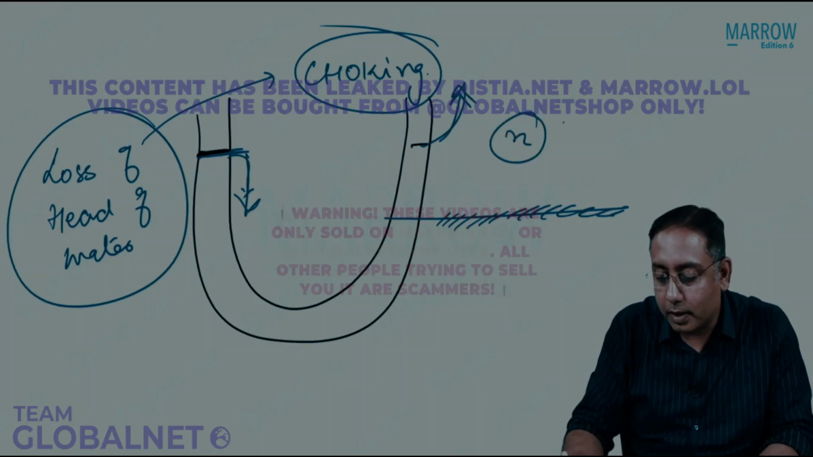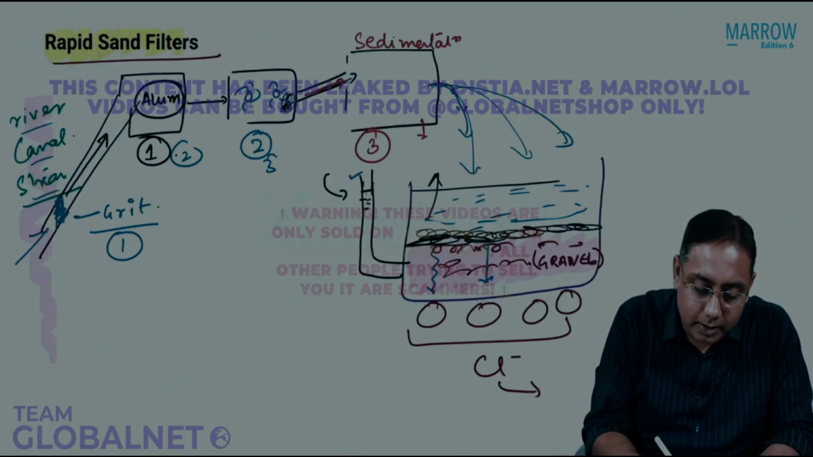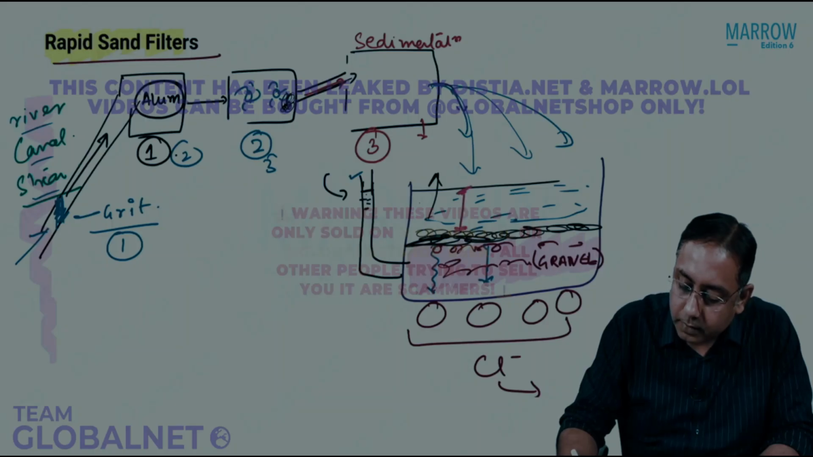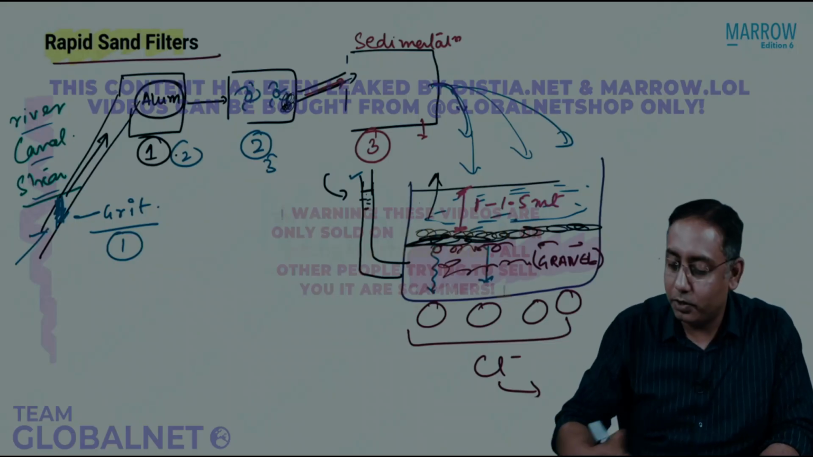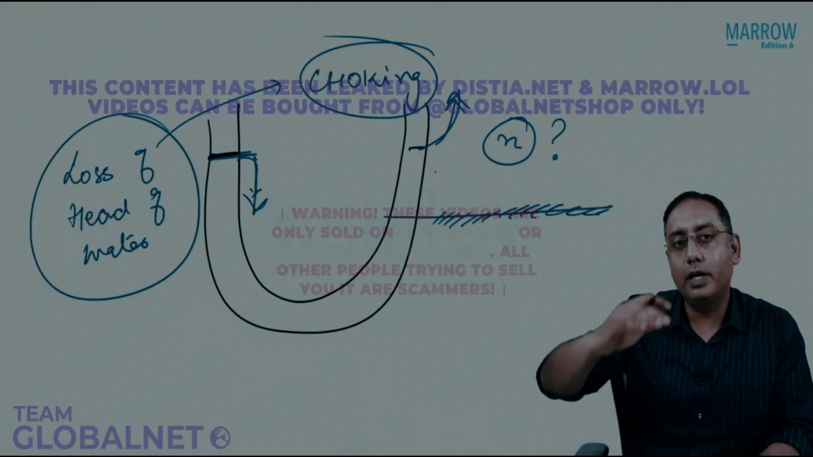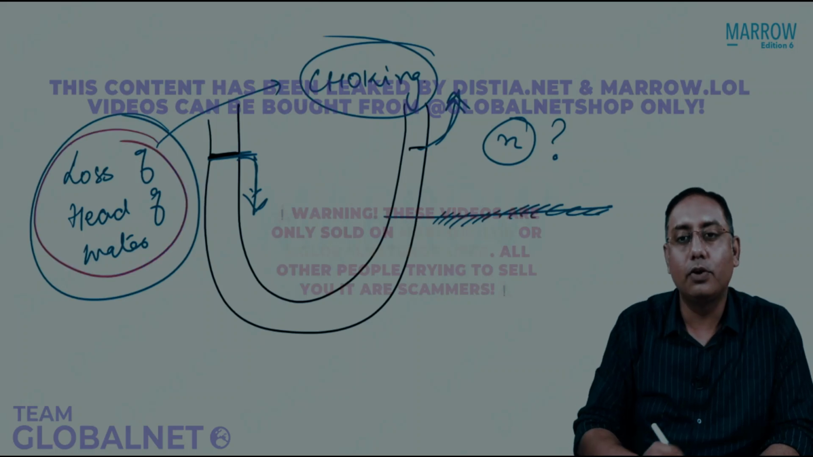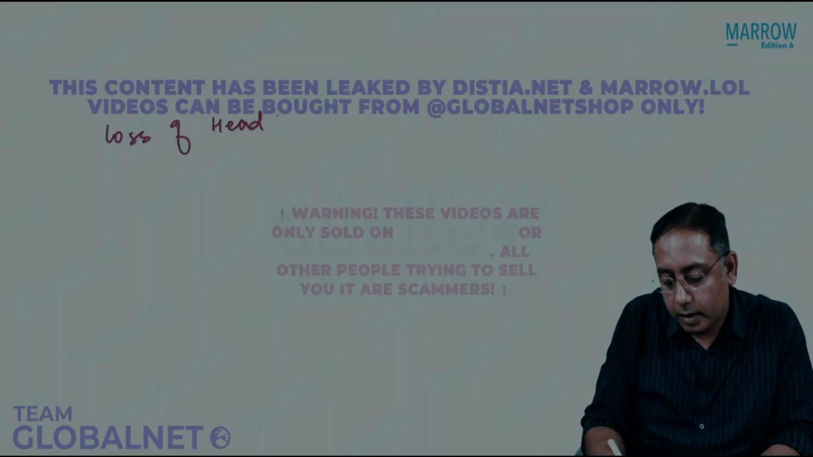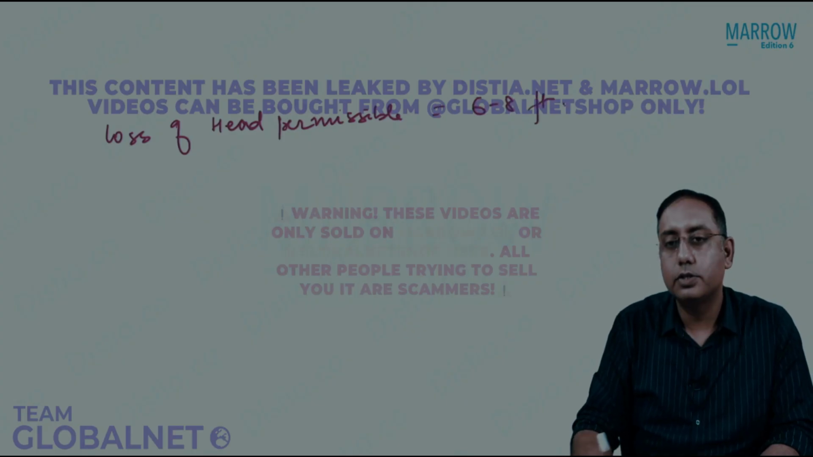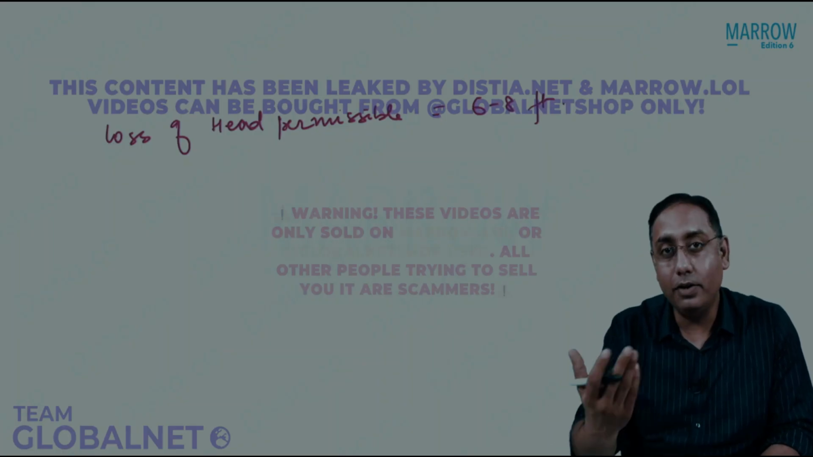What is the normal level of water in a rapid sand filter? In a rapid sand filter, the normal level of water should be 1 to 1.5 meters. That is, if there is loss of head, then that level actually increases. So you have to be very cautious about the loss of head. How much loss of head is permissible? Loss of head permissible is around 6 to 8 feet. So if there is loss of head more than 6 to 8 feet, then we have to do some de-choking, some cleaning of the filter.